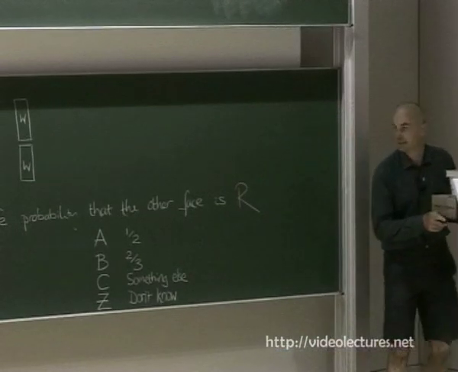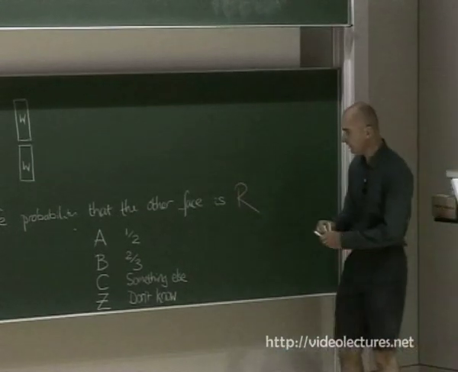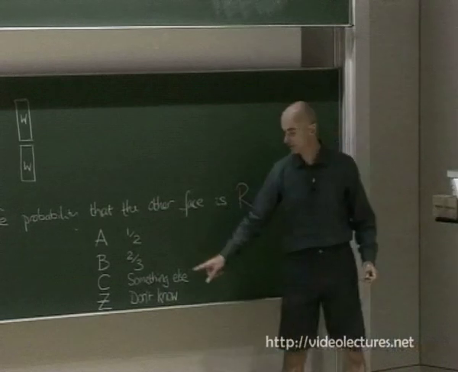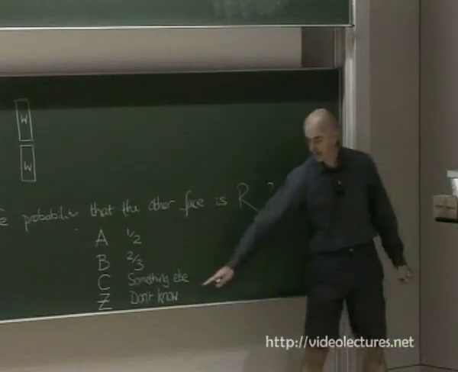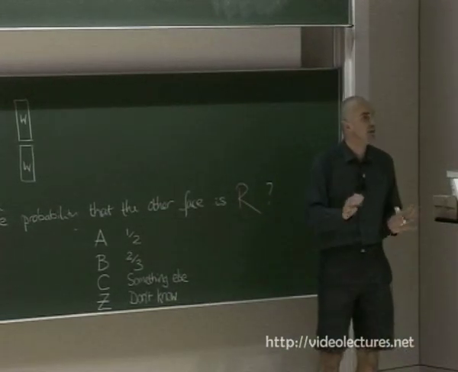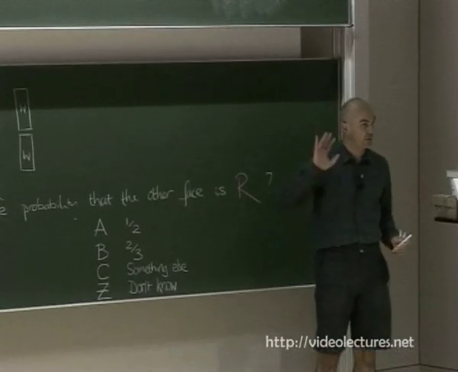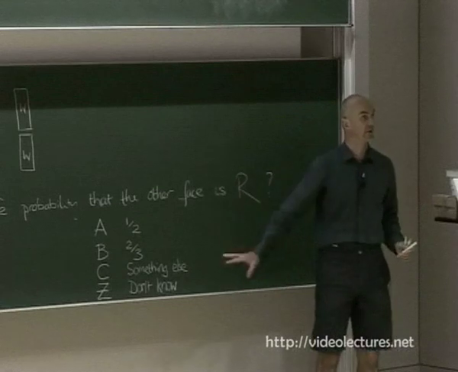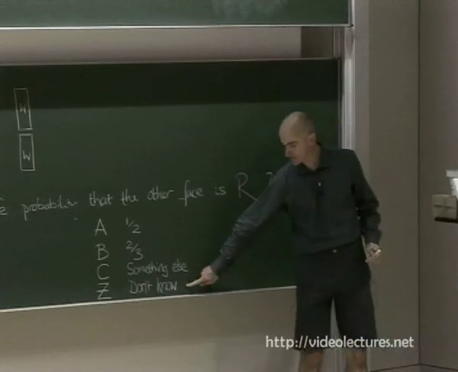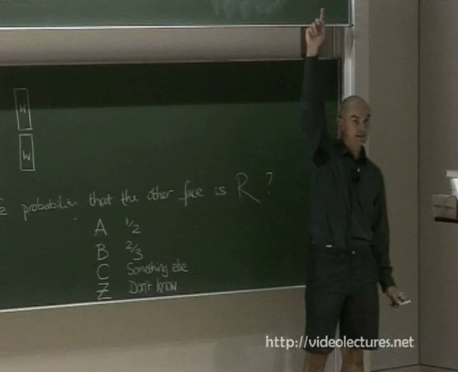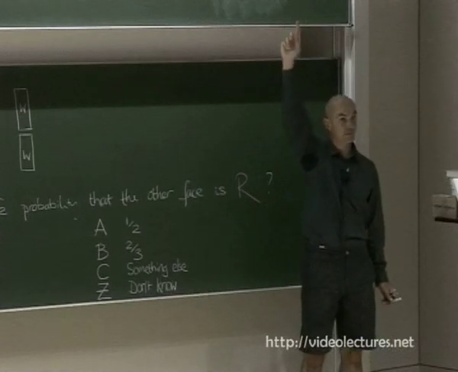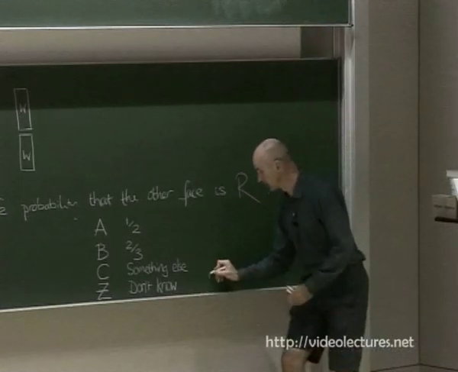What's the probability that it's red? One option is a half, one is two-thirds, one is something else, and one is, I don't know, I'm not sure yet, give me a bit longer. And I want you to vote. Everyone must vote for one of these options. And the first one you get to vote for, if you want, is Z. Who's voting for Z? Okay. So two votes for Z.